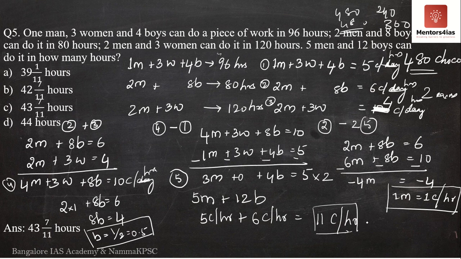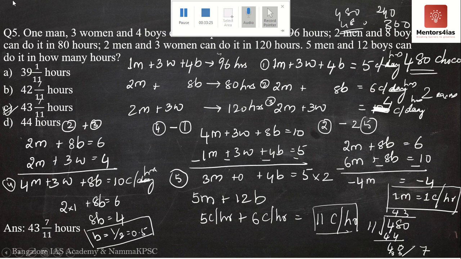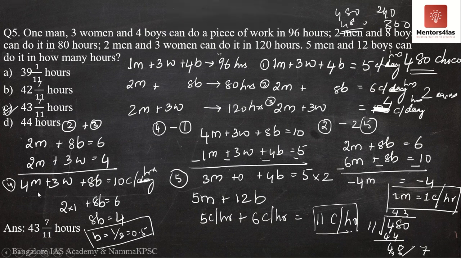So, in 1 hour, if they can eat 11 chocolates, how many hours are required to eat 480 chocolates? It is nothing but 480 divided by 11. How do we do this? 11 4s are 44. I get 40. 11 3s are 33. I get remainder as 7. So we get 43 and 7 by 11. Do we have this? Of course we have it. It is option C. Therefore, the correct answer is option C, 43 7 by 11.